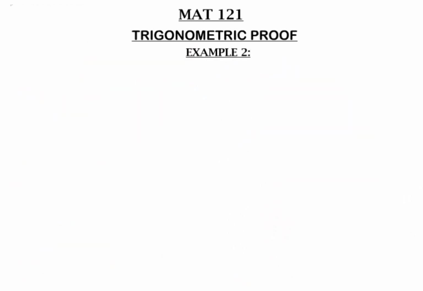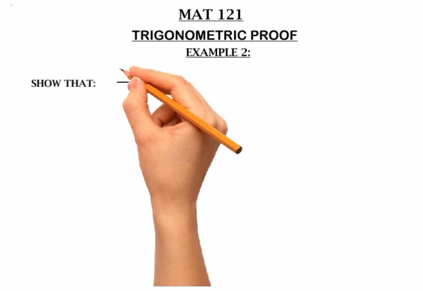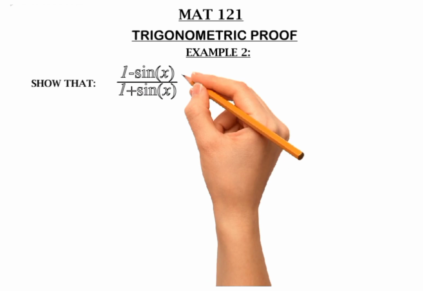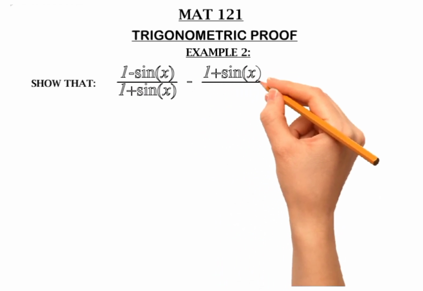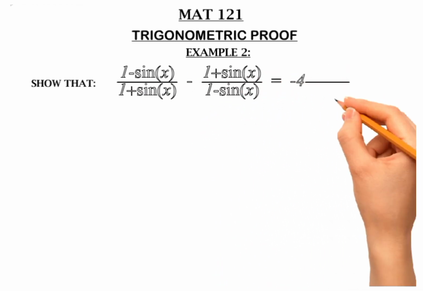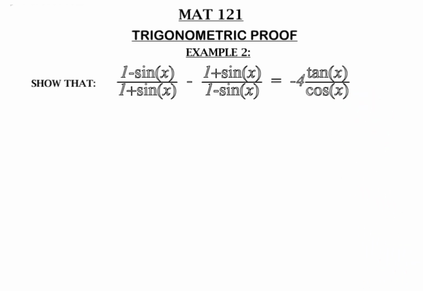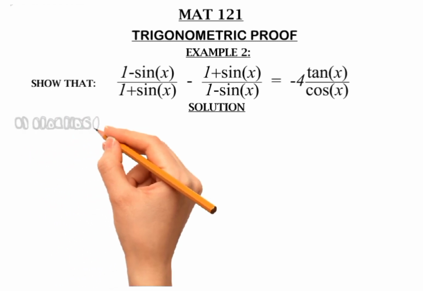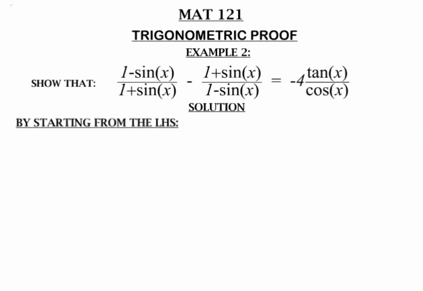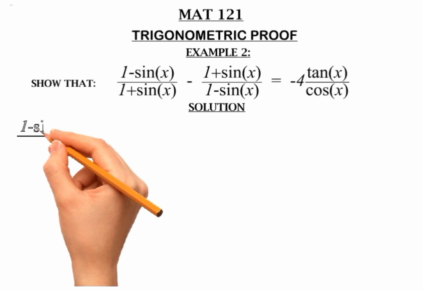Example number 2. We want to prove that (1 minus sin x)/(1 plus sin x) minus (1 plus sin x)/(1 minus sin x) is equal to minus 4 tan x over cos x. Of course, our proof will start from the left-hand side because it is loaded. All we need to do is simplify it to give the right-hand side. This is part of the previously discussed tips.